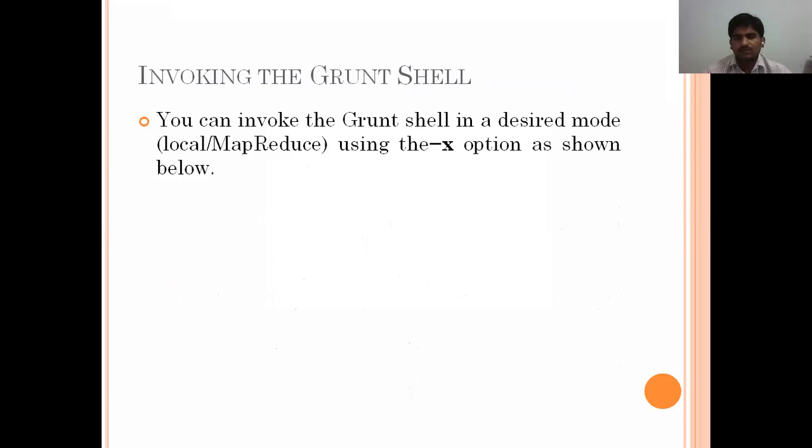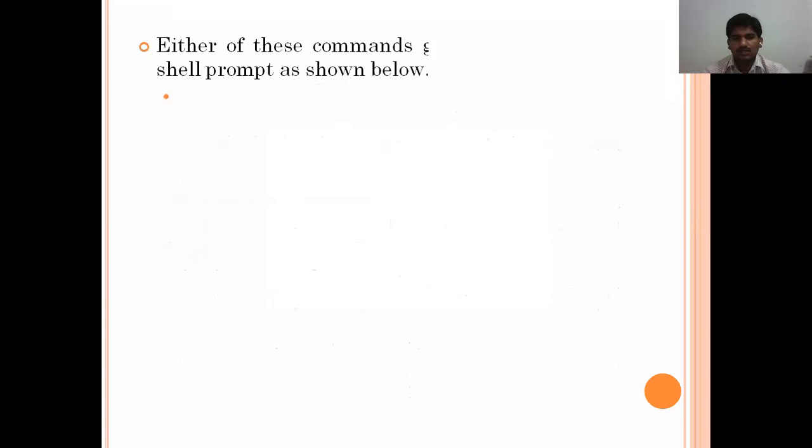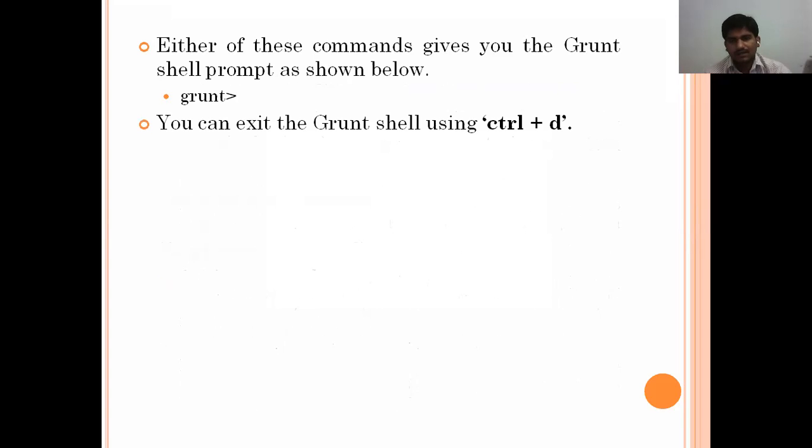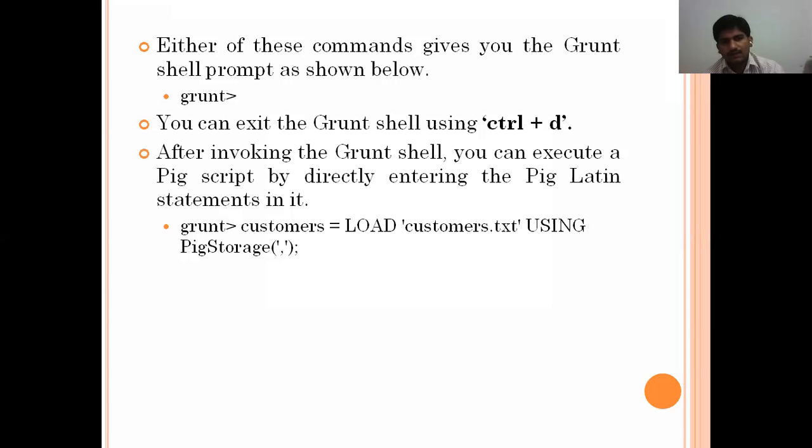Then the first one: how these commands are going to run in the grunt shell. Once we have the command, Apache Pig is going to run on the local system. Once it runs, it is shown as grunt, the grunt greater than symbol. That means it is ready to run Pig script statements. In order to close the shell, we can use Control plus D. For example, you can see the statements: grunt customer = load customer.txt using PigStorage. These are the lines we are going to use in Apache Pig.